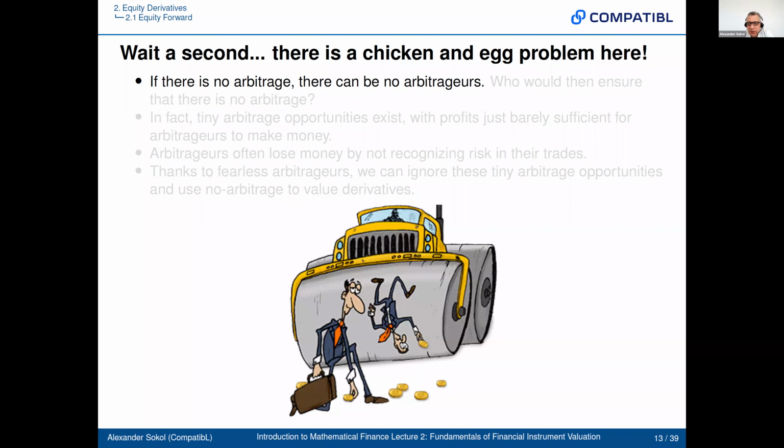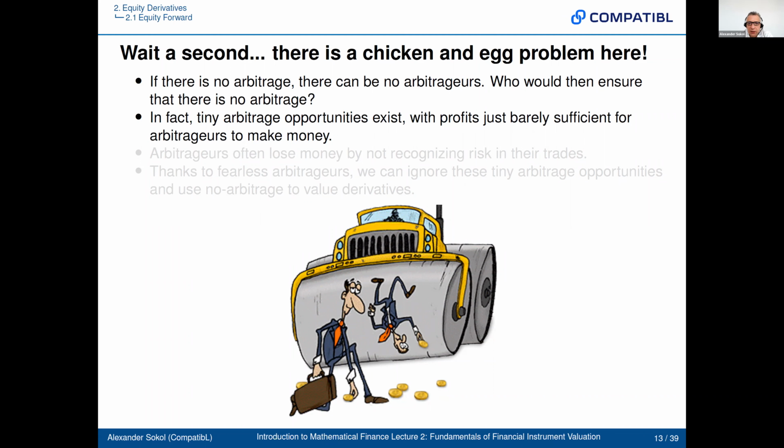Okay, but there's a chicken and egg problem here, right? Because if there is no arbitrage, there can be no arbitrageurs, right? And if there are no arbitrageurs, who would then ensure that there is no arbitrage? Well, the reason for this seemingly contradiction is that in fact very tiny arbitrage opportunities exist, with profits just barely sufficient for arbitrageurs to make money.